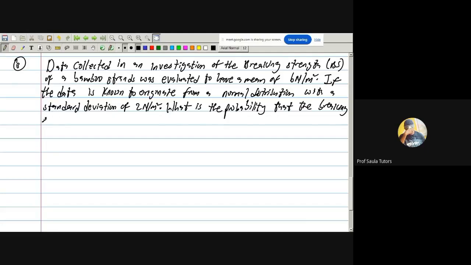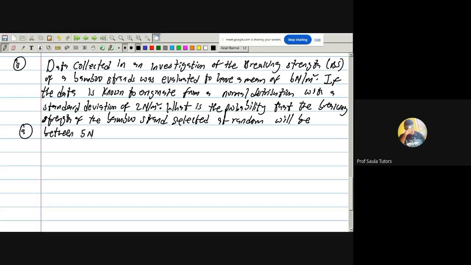that the breaking strength of the bamboo strand selected at random will be A, between 5 Newton per meter square and 7 Newton per meter square, and B, 3 Newton per meter square to 6.5 breaking strength.